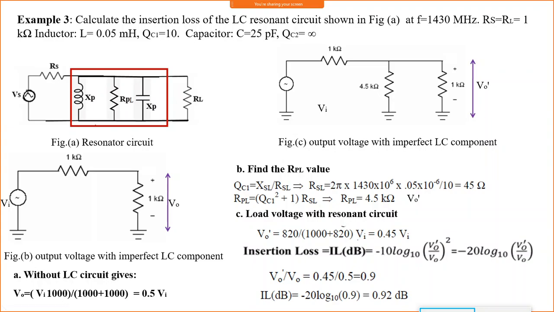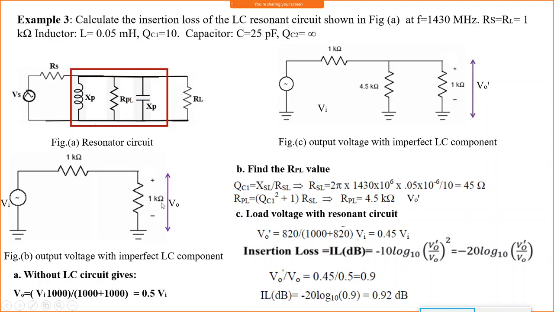So what do we have to do to find the insertion loss? First we have to find the voltage without inserting the network. That means you remove this and just connect RS directly to RL. See, like this, this is the circuit. You connect RS directly to RL and find the voltage across this resistance.